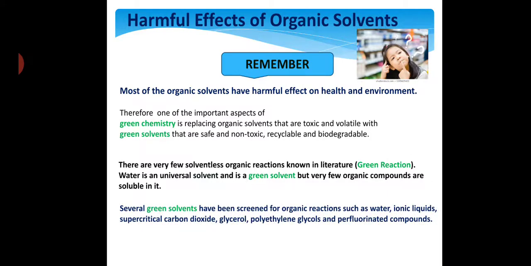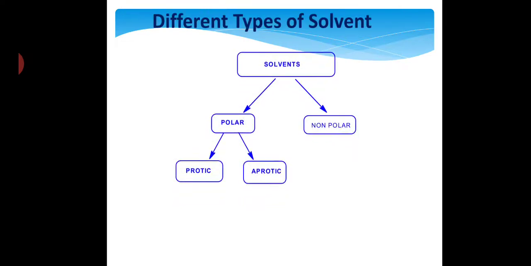Some green solvents used in the organic reactions are water, ionic liquid, supercritical carbon dioxide, glycerol, polyethylene glycol, perfluorinated compounds, but research is still going in this direction. To understand the effect of the solvent in the reaction, we must first know what are the different types of solvents available. Solvents are of two types, polar and non-polar.